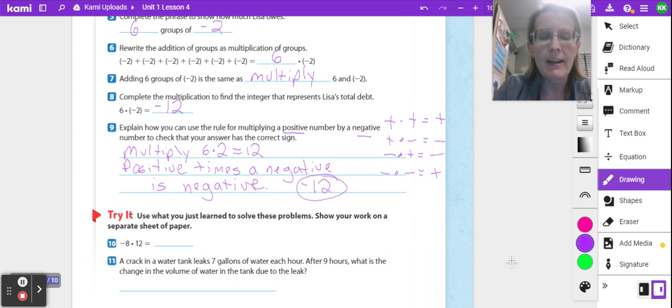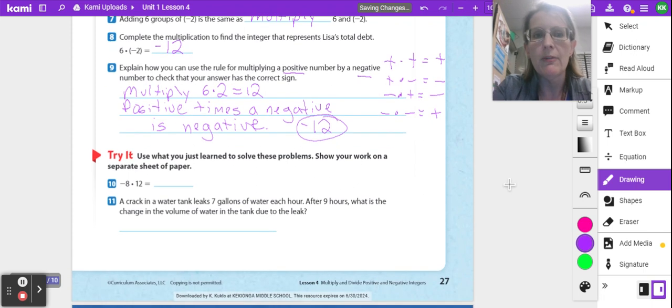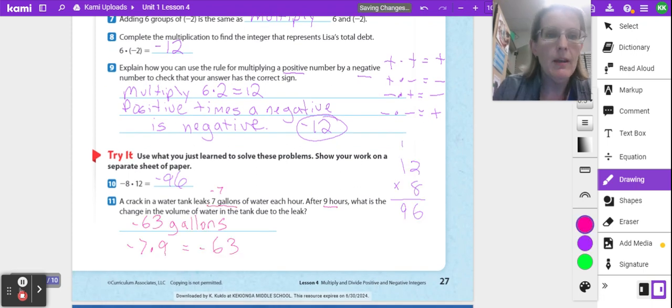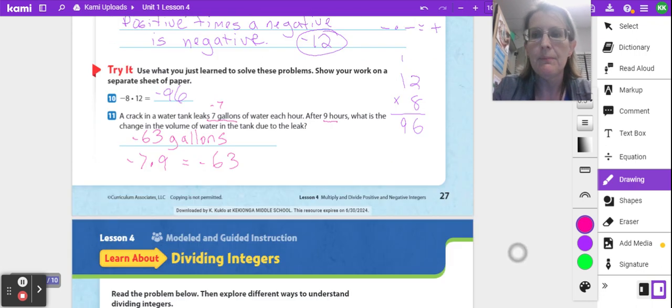Now try 10 and 11 and check it with the Edpuzzle video. So you should have, for number 10, gotten negative 96. I have the work over here. 12 times 8 is 96, and a negative times a positive is a negative. And then number 11, leaking would be losing 7 gallons. So negative 7 times 9 hours. Negative 7 times 9 hours would be negative 63.